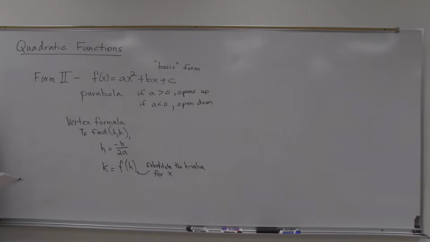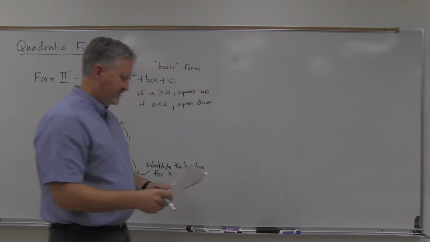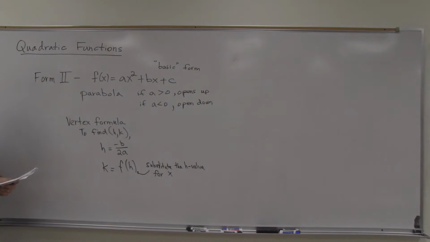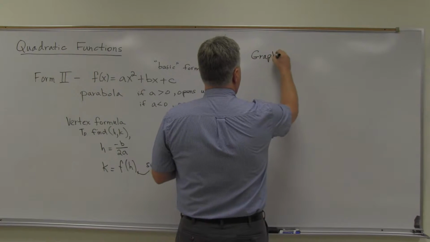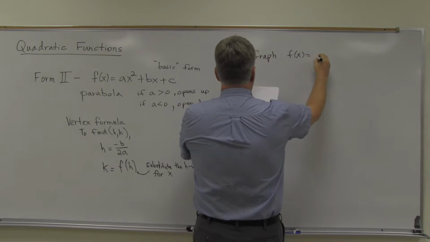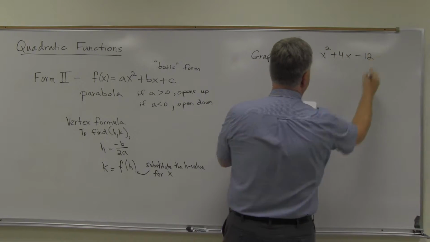All right. And then we'll also talk about the intercepts, but nothing really new about those. We know how to do those. We'll talk about them when we need them. All right. So let's do a couple of these. Let's graph f of x equals x squared plus 4x minus 12.